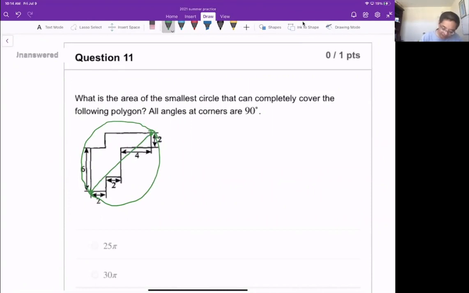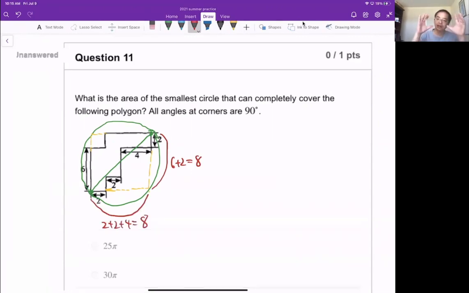This can also be seen if we complete the polygon into a rectangle, which is actually a square, because if we look at this side, it is 6 plus 2, which is 8, and this side is 2 plus 2 plus 4, which is also 8, right? So the point is that finding a circle that contains this polygon is equivalent to finding a circle that contains this 8 times 8 square.